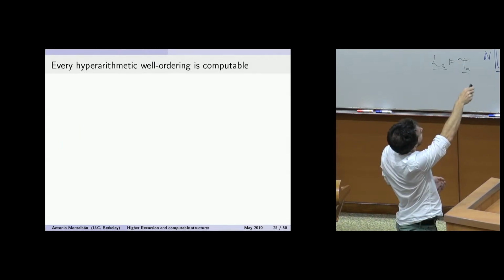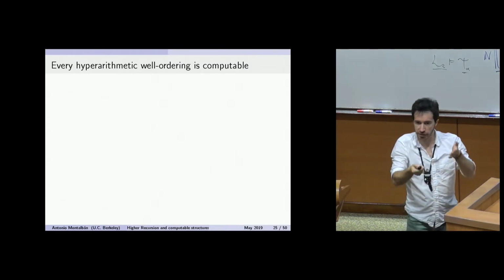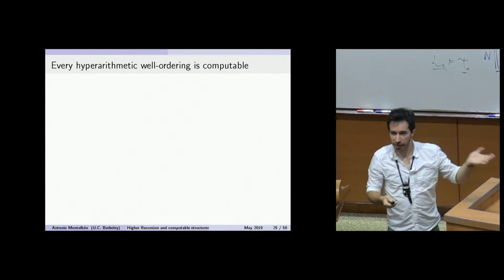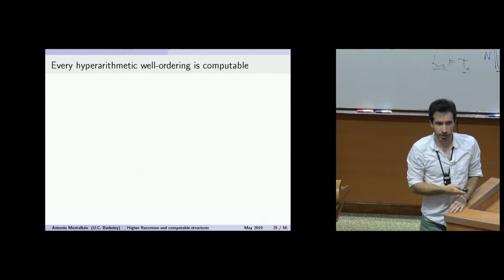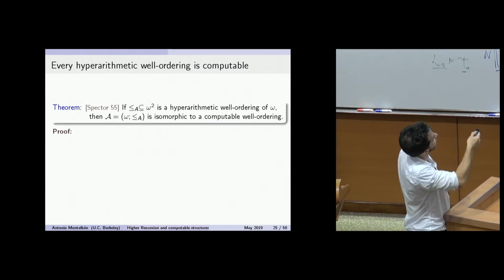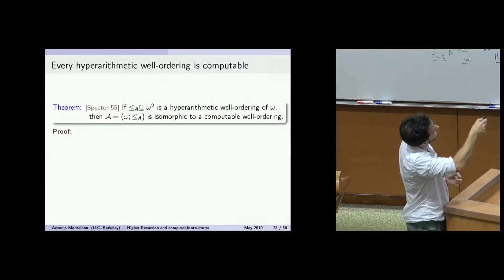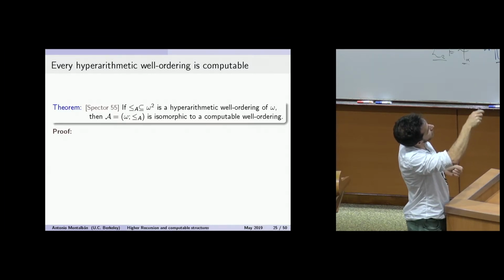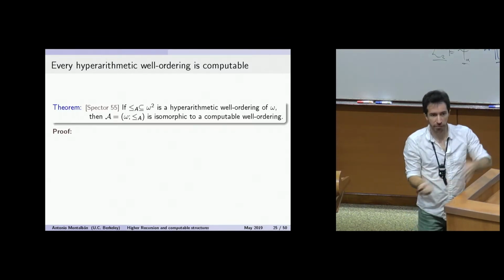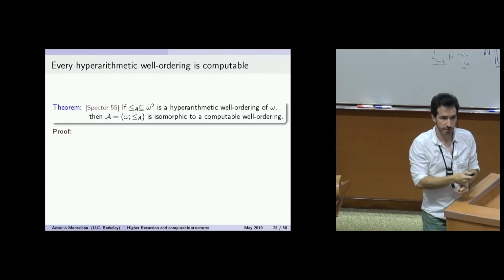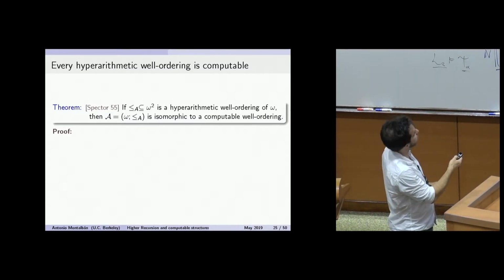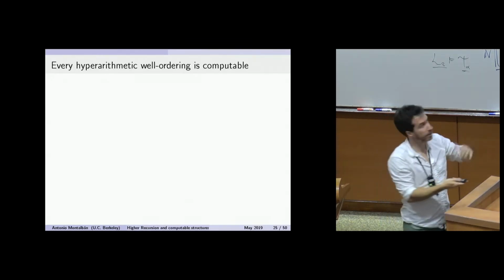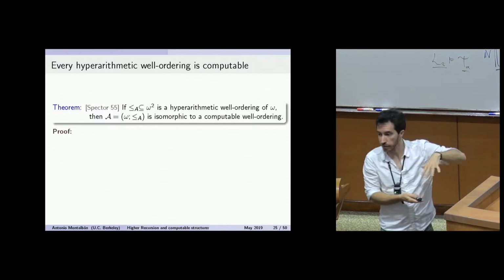It says that every hyperarithmetic well-ordering, so if you have a well-ordering that has a hyperarithmetic representation, it's also computable. A hyperarithmetic well-ordering must be computable. So that's a formal way of saying that if you have a hyperarithmetic well-ordering with domain omega, then it's isomorphic to a computable well-ordering. You can build a computable well-ordering that's isomorphic to it. So that's what I meant when I said hyperarithmetic is recursive: if you have a hyperarithmetic one, you have a recursive one.